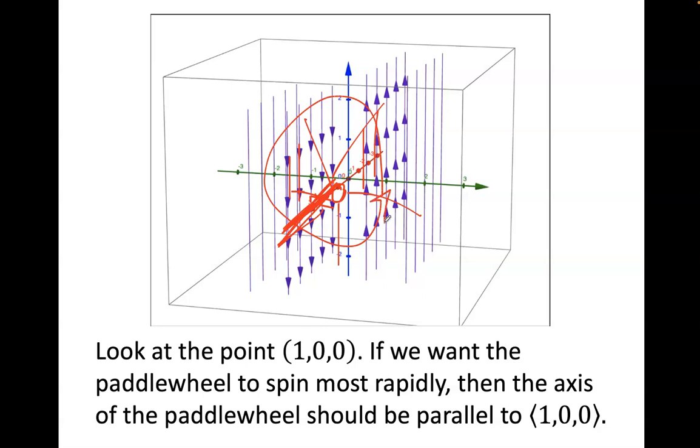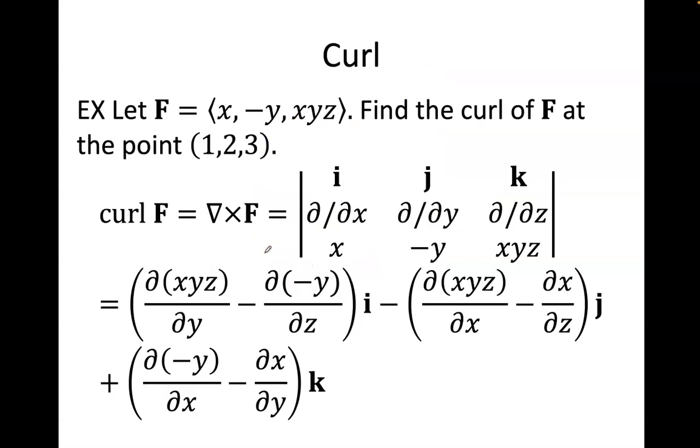And if you want it to spin most rapidly, it does seem like you'd want to position it like this, so that the axis of the paddle wheel is parallel to the x-axis. Let's look at another example. Let f equal (x, -y, xyz). Find the curl of f at the point (1, 2, 3).